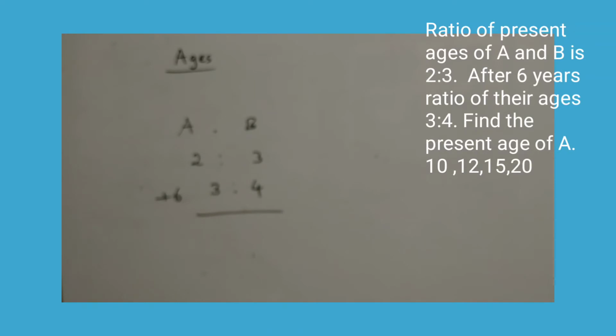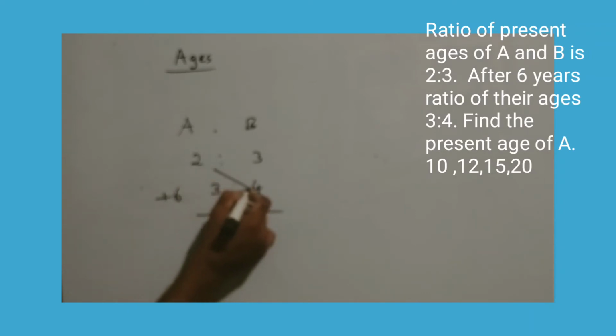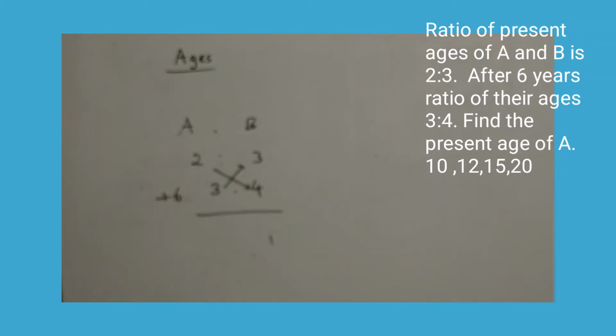Now directly I am going for the step. The step is cross multiply: 3 into 3 is 9, 4 into 2 is 8. 8 and 9, difference is 1. 3 and 4 ratio difference is 1. So 1 into 6 is 6. So 1 part equal to 6. Now the ratio is 2:3. That is 2 6s are 12 and 3 6s are 18.